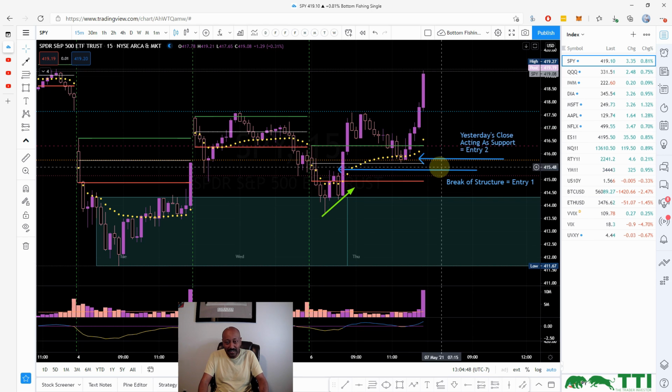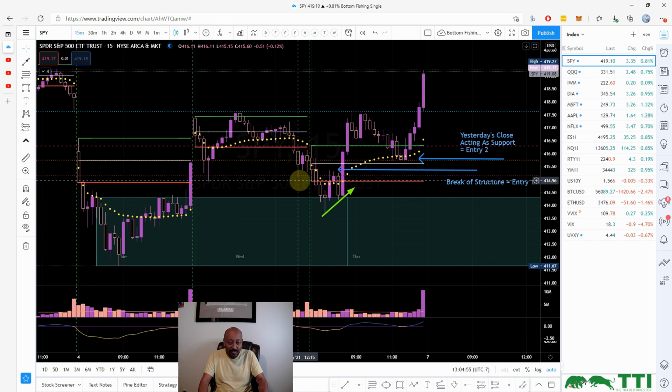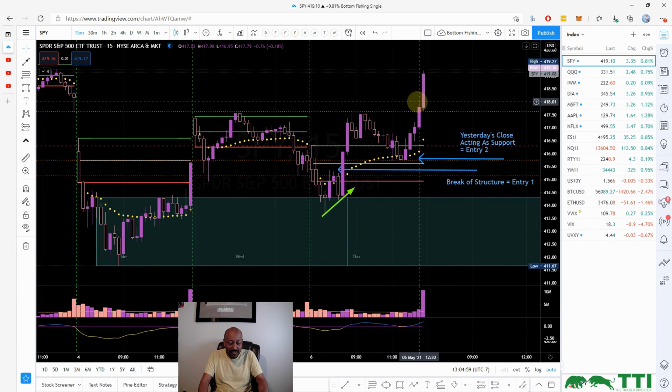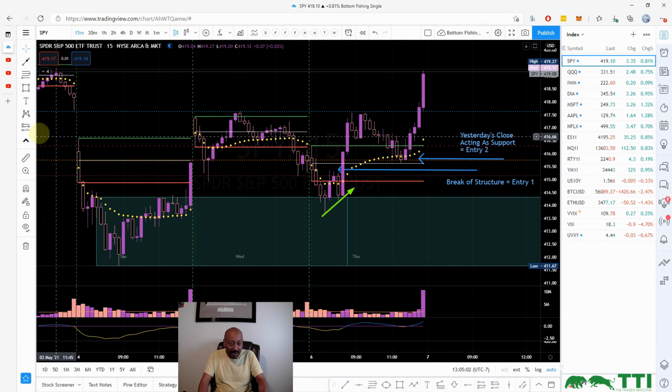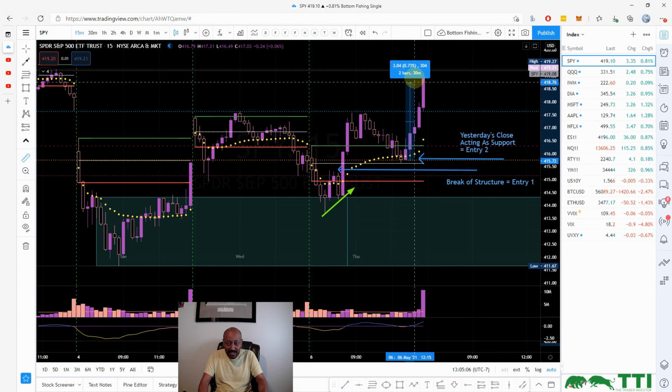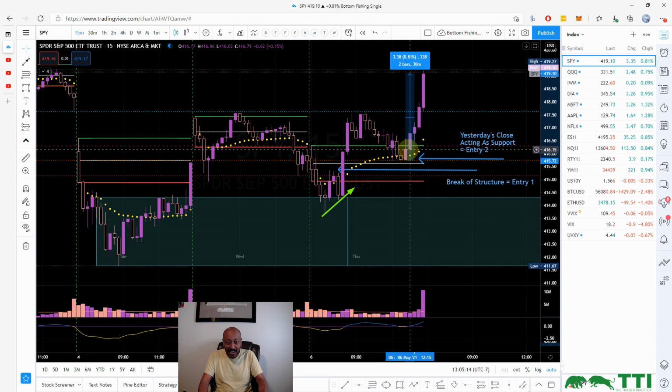Then we got a third entry. The close of yesterday, this dotted orange line that you see here, is the close of yesterday. Price came down to the close of yesterday and reversed from there. And what happened? Price gave us our third opportunity, which was a $3 move. This was just beautiful. I took this entry. And I will show you here what I have done with that entry.